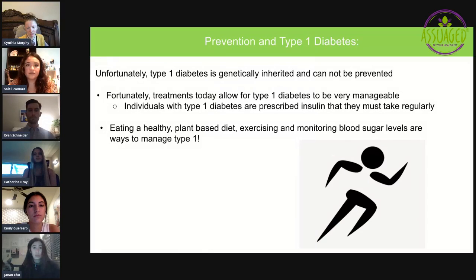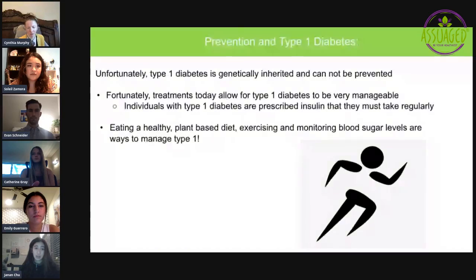The biggest thing with type 1 diabetes is that you will most likely be prescribed insulin that you'll have to be taking regularly. Aside from that, it's important to be eating a healthy plant-based diet, exercising, and monitoring your blood sugar levels through what you're eating and all that.